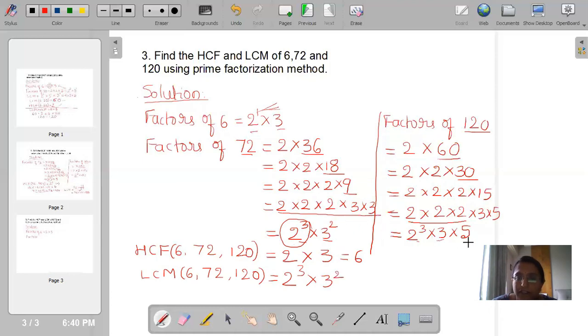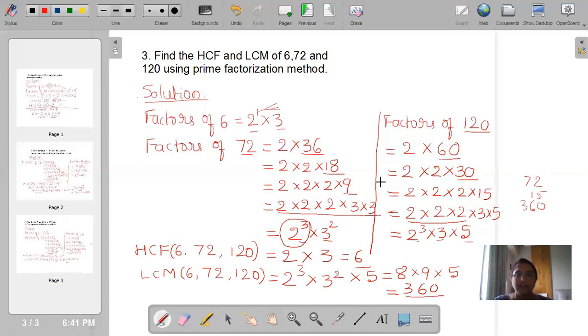Next 5 is there. Take this 5. Multiply. 2 cube is 8 into 9 into 5. How much is it? 9 8s are 72. 72 into 5 is 360. So HCF is 6, LCM is 360. In this way, we have to solve the problems.